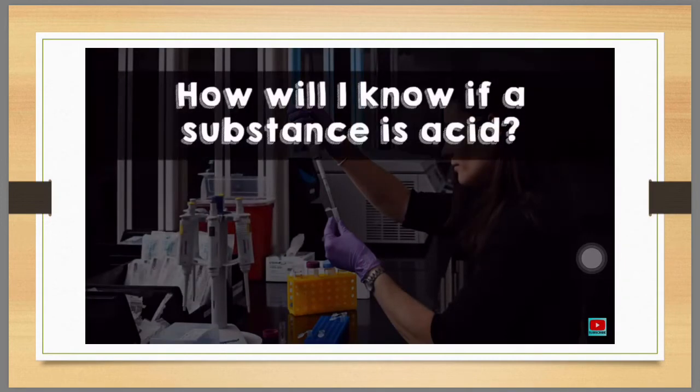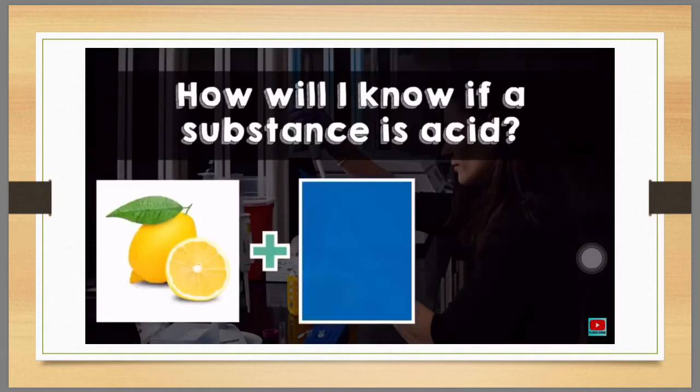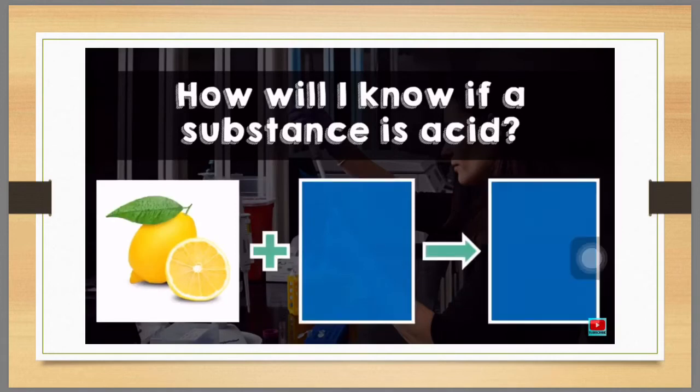How will I know if a substance is acid? I will share two tips. First, kung meron kang substance, just like this citrus fruit, if the blue litmus paper turns to red, that substance is an acid. Acid changes the color of litmus paper from blue to red.